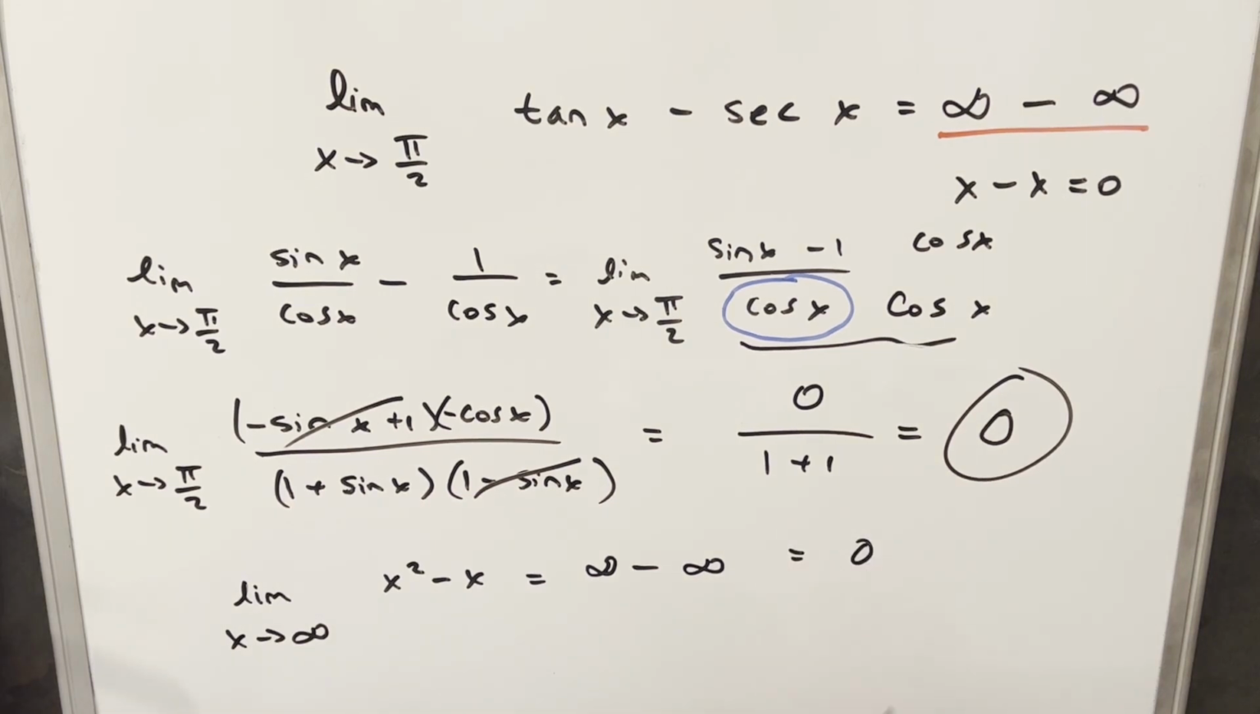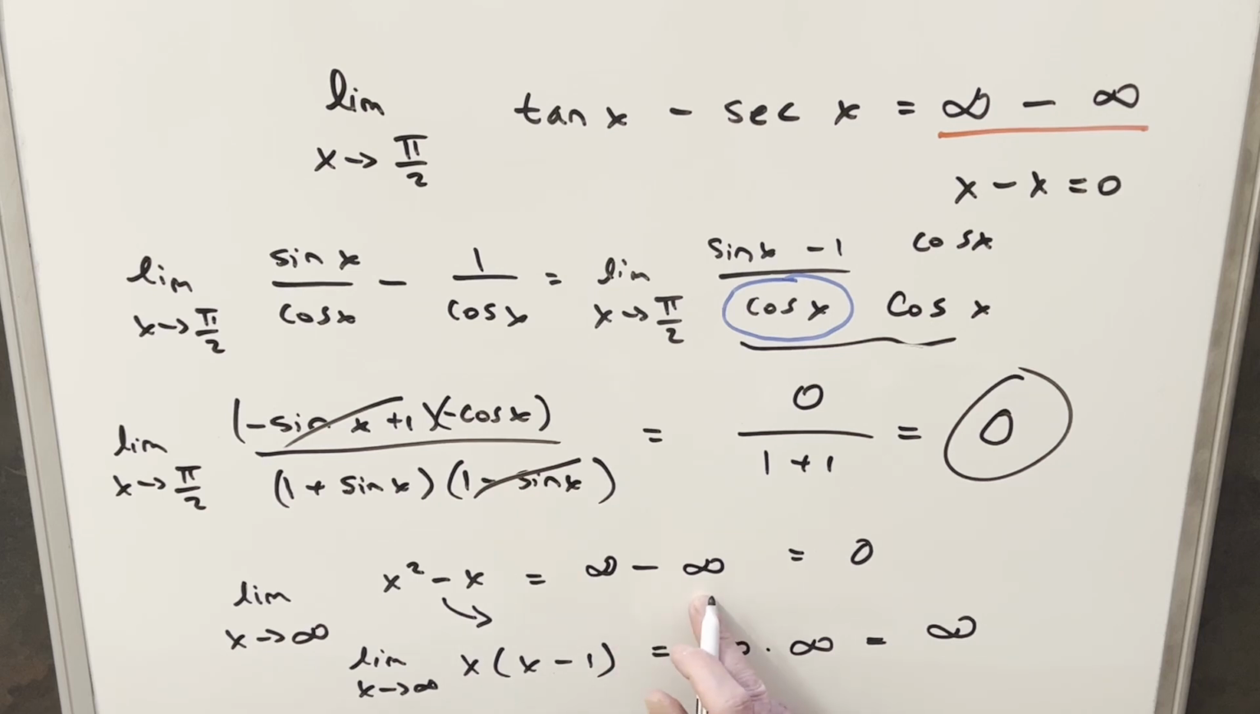And you may want to say that that's 0. But actually, we can take this expression x squared minus x and factor an x out of it. And then if we look at this limit as x goes to infinity, we have infinity times infinity minus 1, which is still infinity. Infinity times infinity is actually infinity. So in this case, infinity minus infinity is definitely not 0. In this case, infinity minus infinity is going to give me just an infinity.